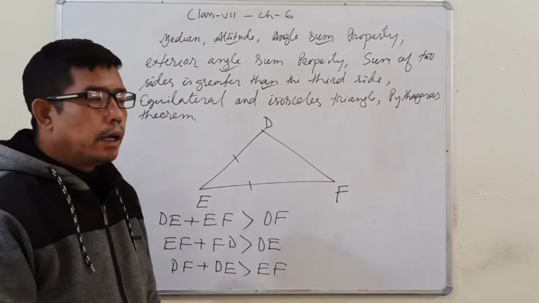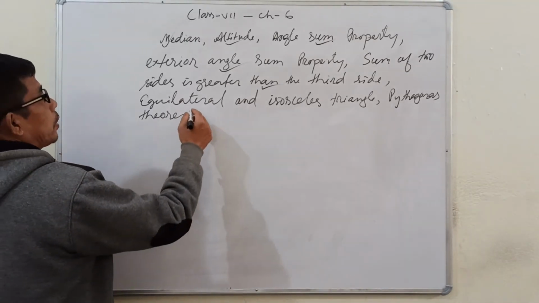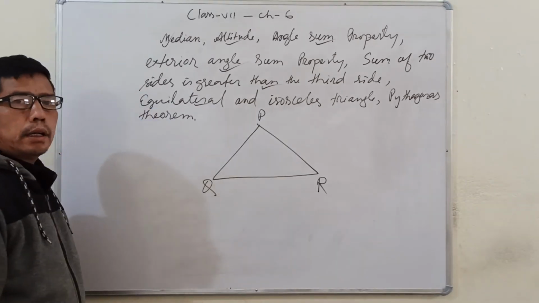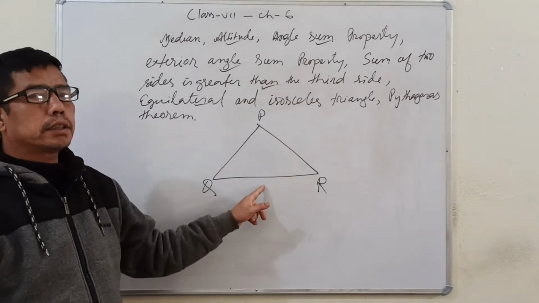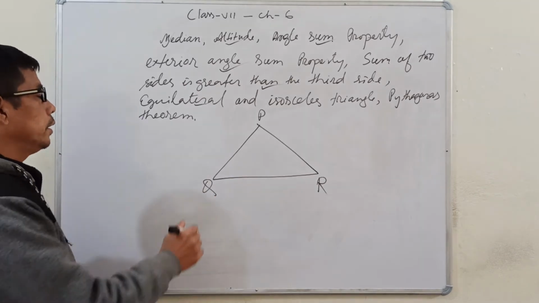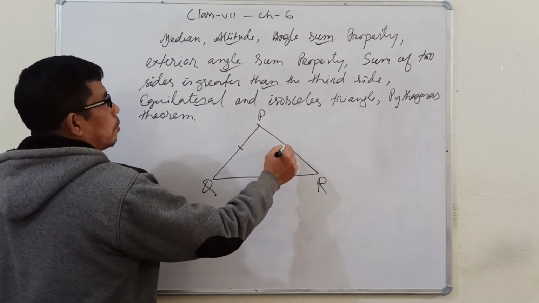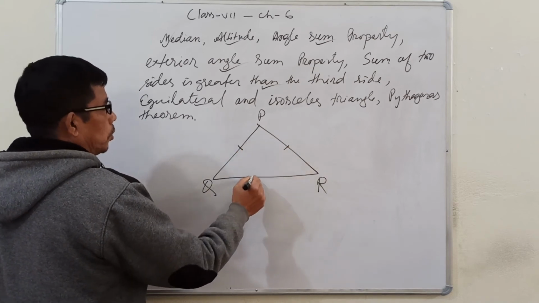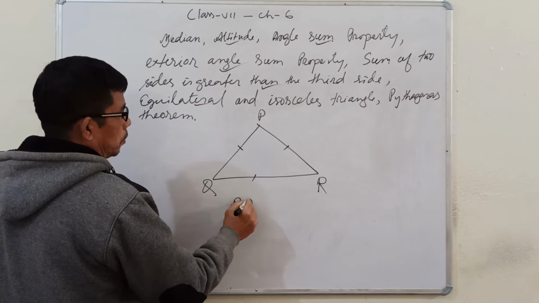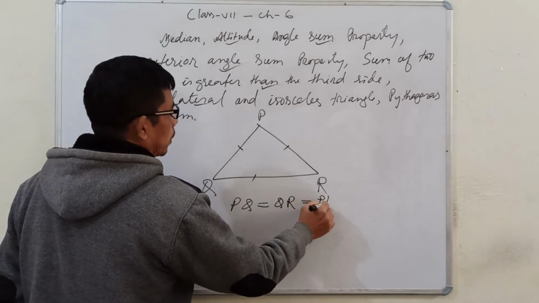So this is the property of the triangle related to the length of the sides. Then come to the equilateral triangle. The triangle in which all three sides have the same length is known as an equilateral triangle. So in this triangle, if it is an equilateral triangle, PQ should be equal to PR, should be equal to QR. That is PQ equal to QR equal to PR.